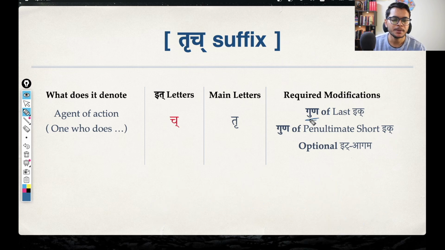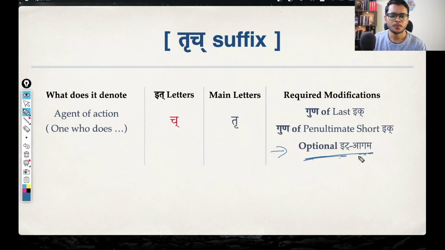But I hope that the meaning of this guna, the meaning of this penultimate, that is the second last, and the meaning of this pratyaharas, everything is clear. Apart from this, we also have this third modification, that there is an optional it agama. We will understand this it agama also. It is a very common mechanism that happens with a lot of different grammatical rules in Sanskrit. But first, let us see a few examples of this trich suffix. We'll come back to this optional it agama point, but first let us see a few examples.